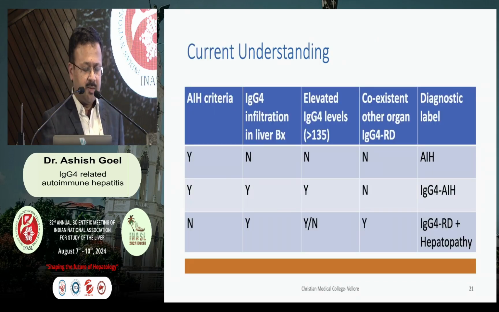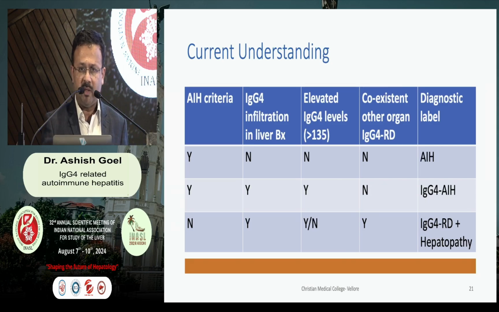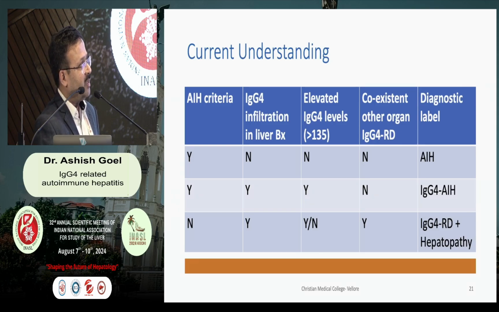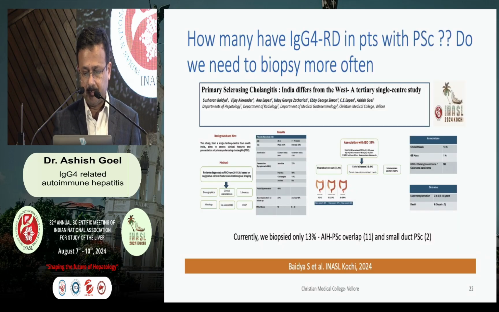So current understanding is if we have autoimmune hepatitis criteria positive but no IgG4 on the biopsy or serum, then it is autoimmune hepatitis. If there is autoimmune hepatitis criteria positive and there is IgG4 in the biopsy and the serum, but no coexistent IgG4 related disease, this is called IgG4 autoimmune hepatitis, should be treated as classical autoimmune hepatitis currently. Whereas if there is no autoimmune hepatitis criteria positive, but an IgG4 related disease with some liver involvement, this is where we call it IgG4 hepatopathy.